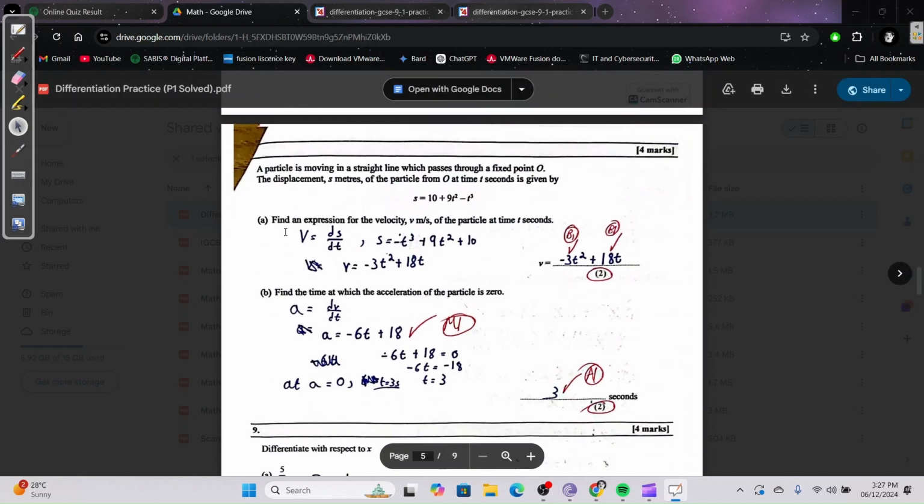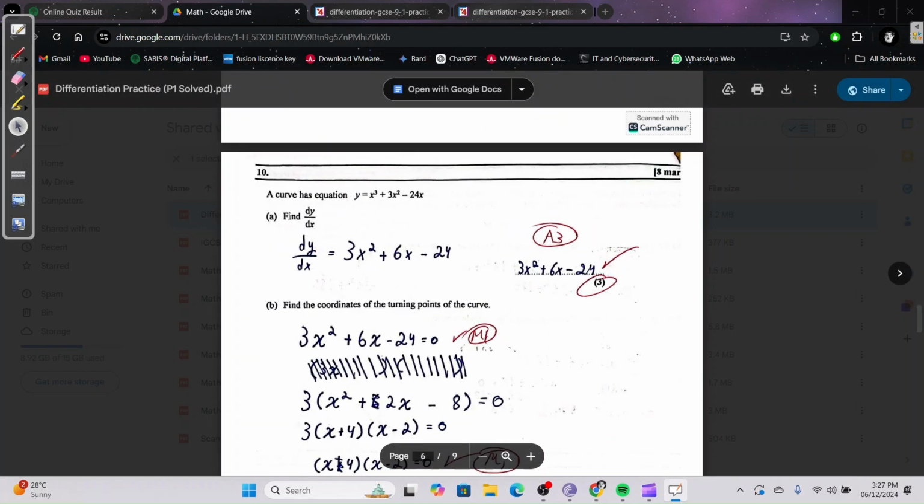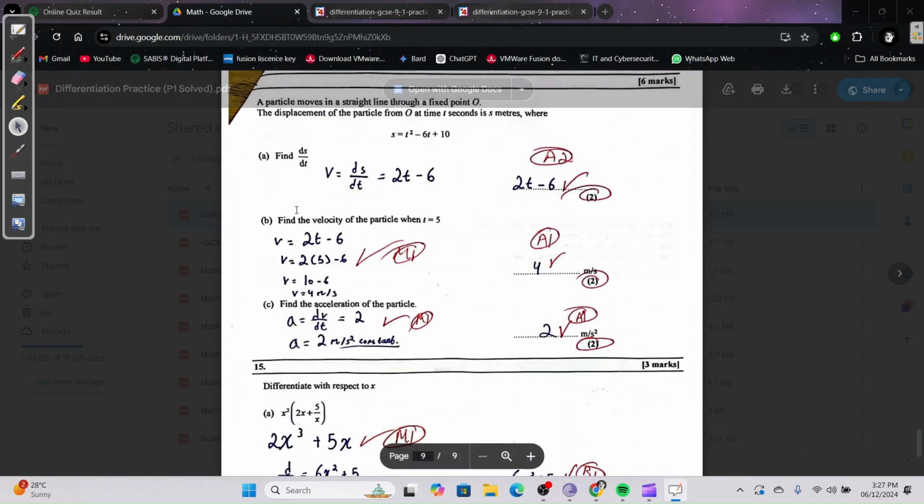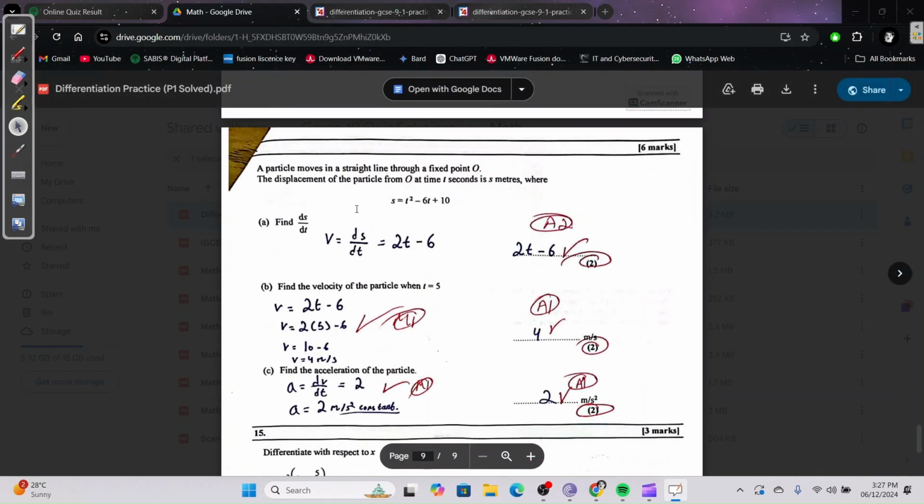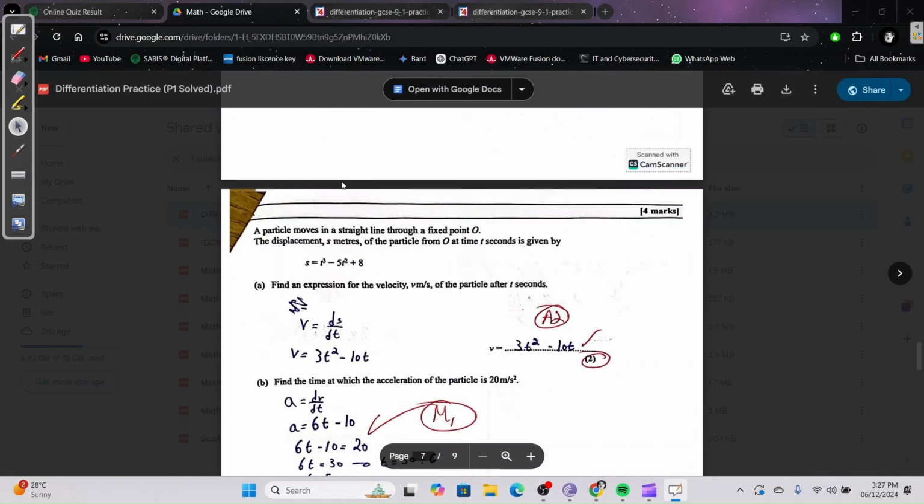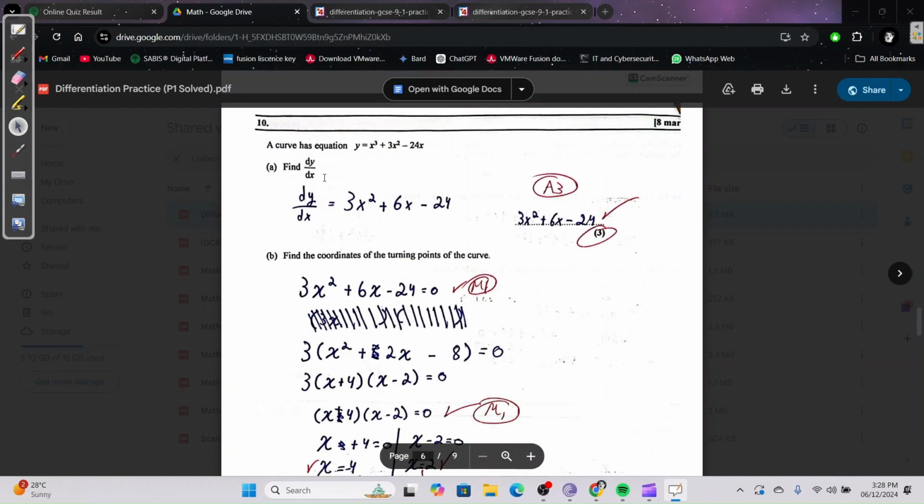Next question. This is velocity. I'm going to skip it. Differentiate with respect to x. I just did it, and I think there's another one later on. I'm going to explain this one instead because it's a bit harder. So I'll skip this one and move on to question 10.